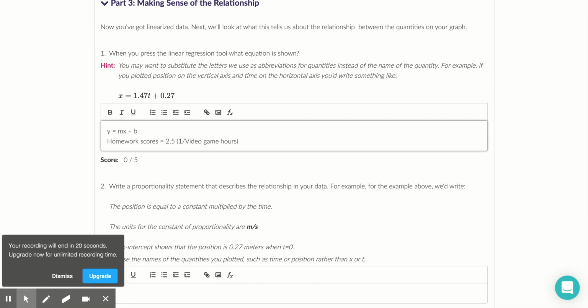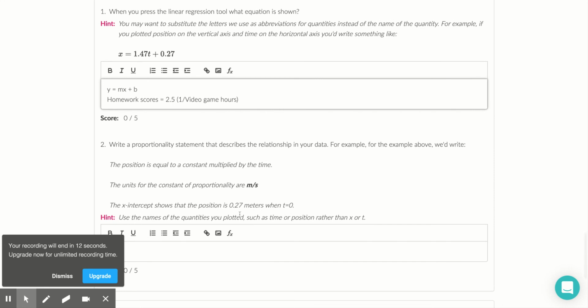All right. So that's what I'd like you to do. Go back and redo that y equals mx equation to stand for your relationship, and then write a statement about how that works.